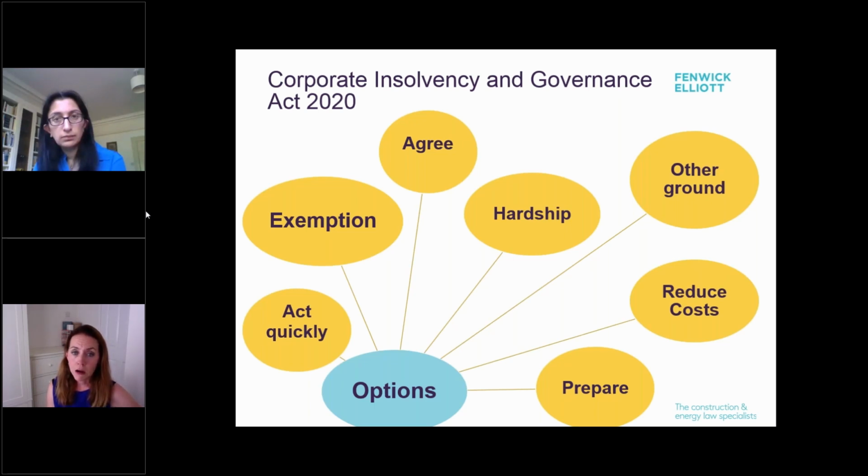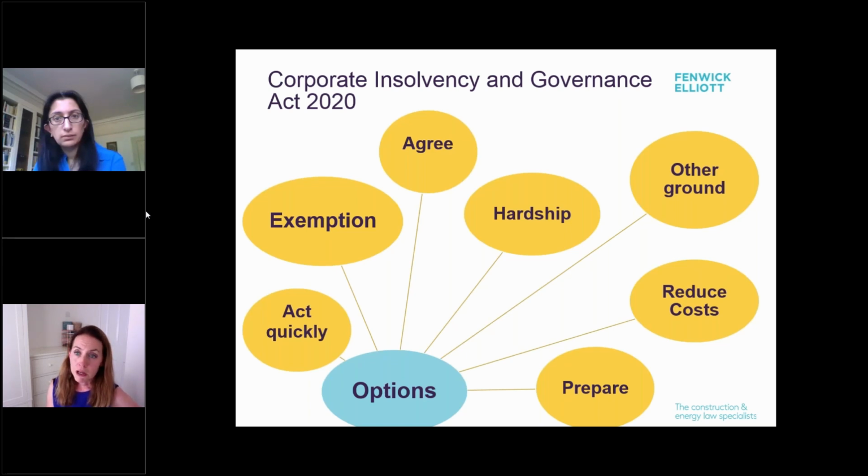And those criteria are having a turnover of less than 10.2 million, net assets on the balance sheet of less than 5.1 million, and less than 50 employees. So if you can tick two of those boxes, then you're okay. You can carry on relying on your contractual insolvency termination provisions.